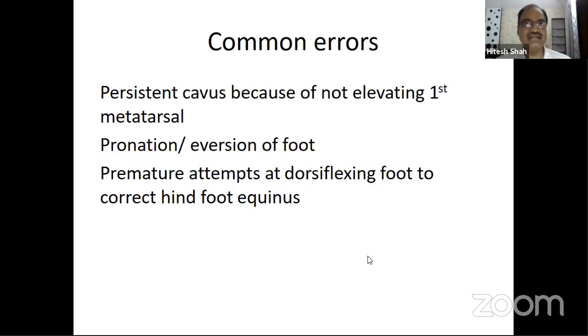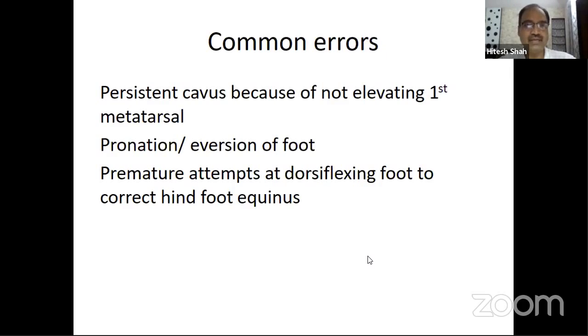And never ever, in any first, second, or any manipulation, try to do anything about pronation or eversion. Many of the old concepts say it is an inverted foot, so you need to do eversion. No, we need not do anything about the pronation or eversion of the foot. The third important aspect is premature attempt at dorsiflexion of the foot to correct the hindfoot equinus. Don't try to do severe rigid manipulation in order to correct the hindfoot equinus.